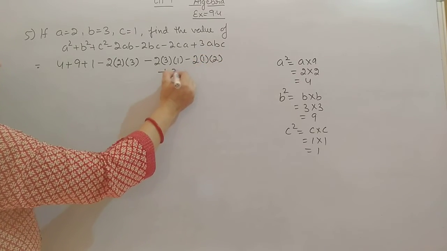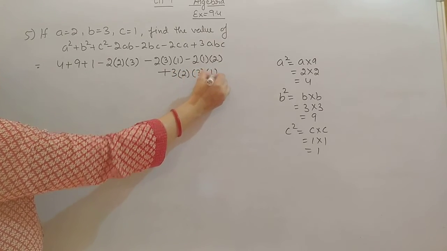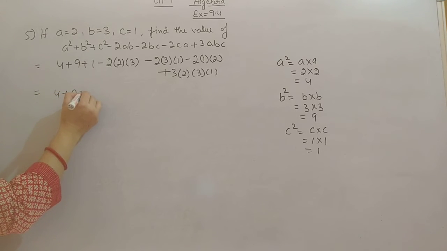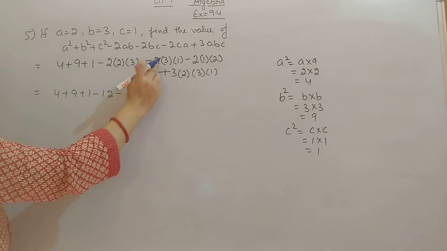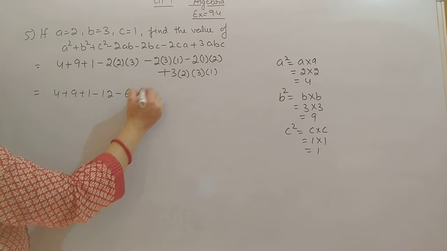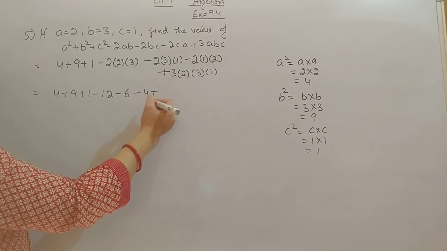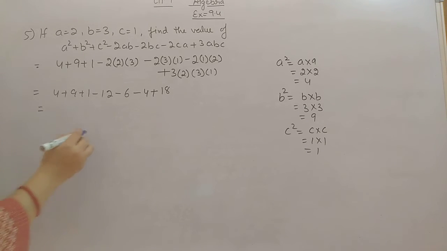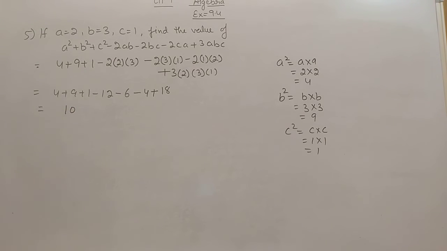Plus 3, 2 into 3 into 1. Now multiply 4 plus 9 plus 1 minus 2 into 4, 4 3 12, minus 2 into 3, 6, minus 2 into 2, 4, then plus 2 3 to 6, 6 3 18. After this you have to simplify these numbers, add and subtract accordingly, and then you will get the answer 10.